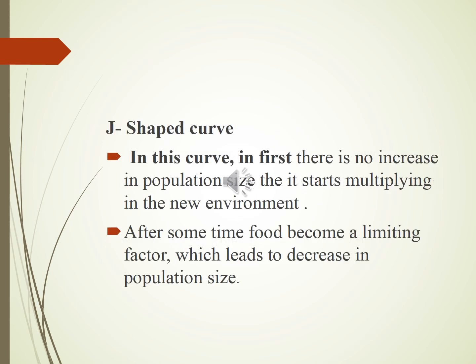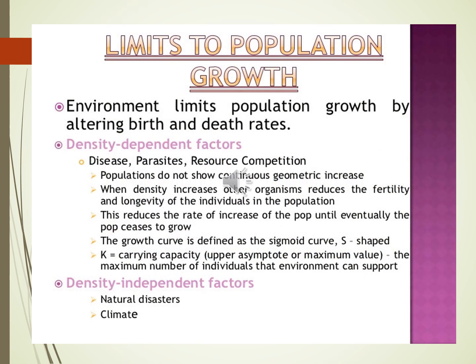In J-shaped curve, at first there is no increase in population size, then it starts multiplying in a new environment. After some time, food becomes a limiting factor which leads to the decrease in population size. Limits to population growth. There are two factors which limit the population growth. First one is density dependent factors. Second one is density independent factors.